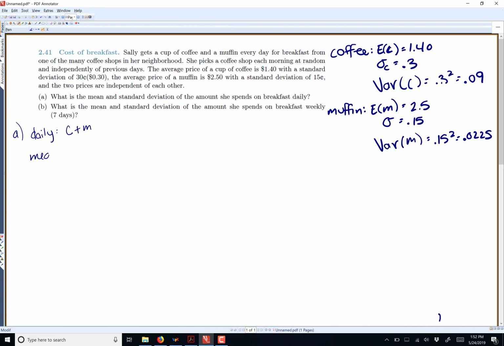So to find the mean, that means expected value. So we'll find the expected value of a coffee plus a muffin. Well, expected value rules say you can just find the expected value of each one of these individually. So the expected value of the coffee is 1.4 plus the expected value of the muffin, which is 2.5, and we get 3.9. So we'd expect that each day she should spend about, on average, about $3.9 a day.